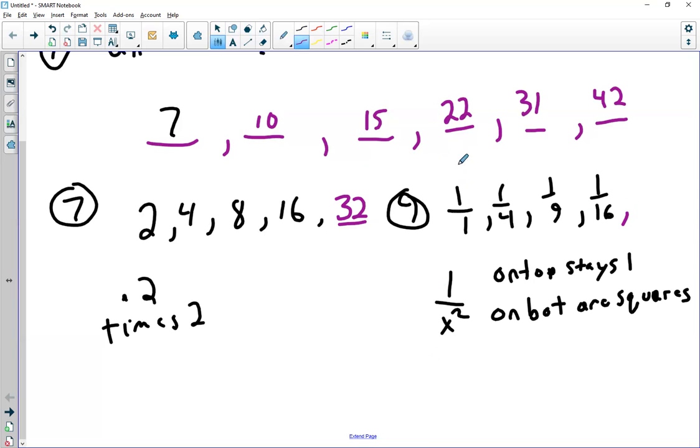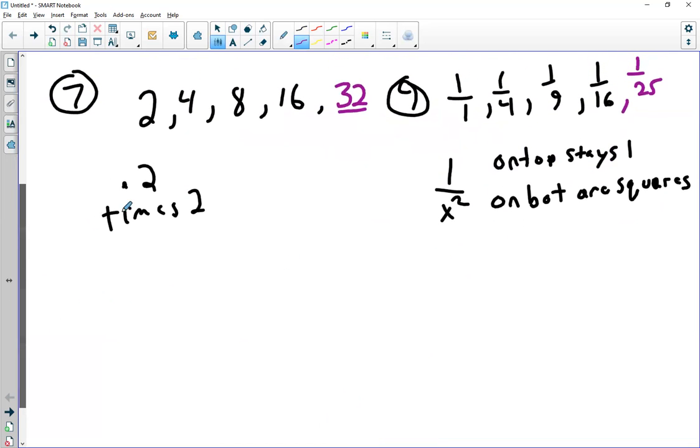It would be n squared actually. The rule is n squared. I'll do that for 8. But then here it'll be 1 over 25 would be the next number. The top stays the same. You have to mention what's happening on top and bottom. I'll do number 8 and I'll do number 10 after.